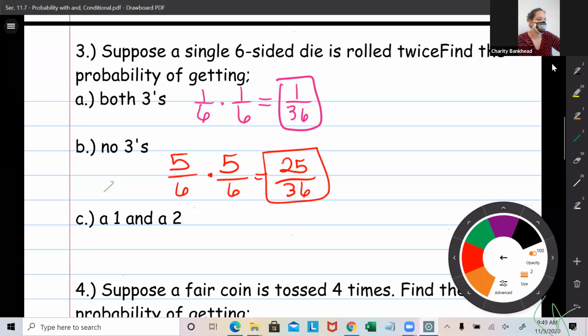Okay, a 1 and a 2. So I'm going to insert the word "then," meaning you get a 1 first and then you get a 2 on the second. So that would be probability of getting a 1 is 1 out of 6, and then the probability of getting a 2 is 1 out of 6. So that's, again, 1 out of 36.